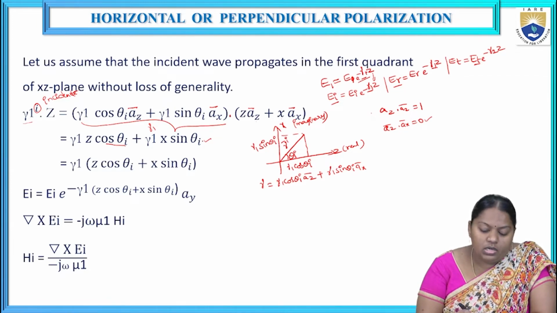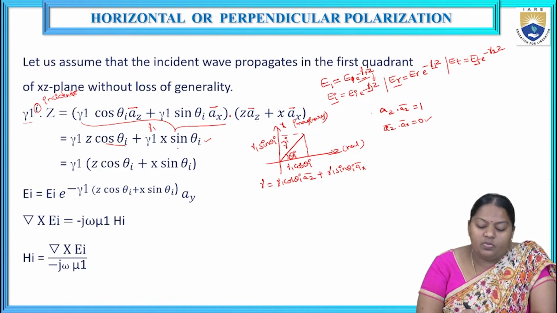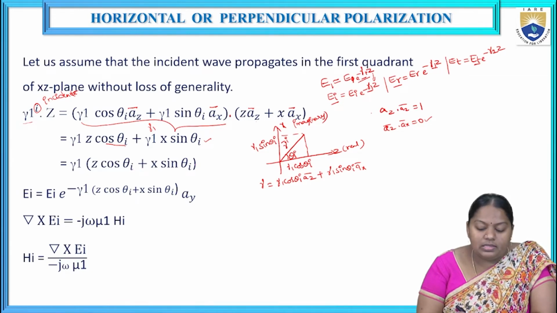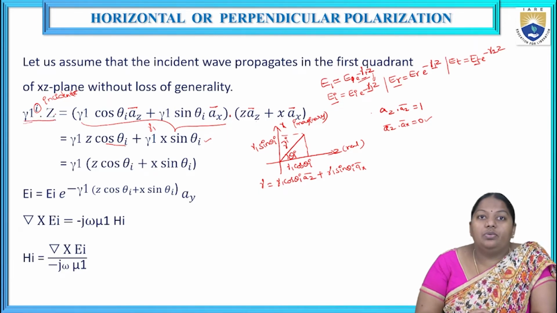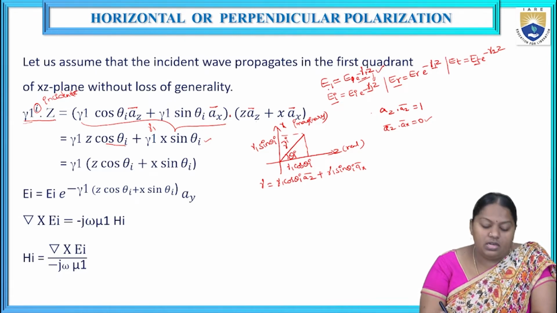That's why we have got two components, gamma 1 z cos theta I plus gamma 1 x sin theta I. If you take gamma 1 as common between these two, this can be written as gamma 1 into z cos theta I plus x sin theta I. This is nothing but gamma 1 into z only. But we considered the electric field intensity vector for medium 1 as E1 equal to E1 e power minus gamma 1 into z.